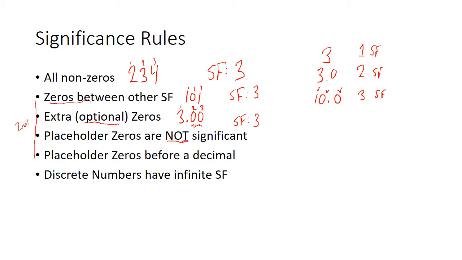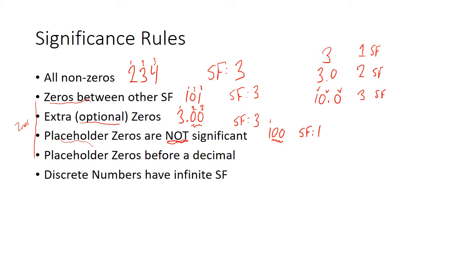Okay, this is the only exception here. Do you see this big capital and underlined word here? Placeholder zeros are not significant. What a placeholder zero is, is just a 0 that moves the number over to the left. For example, 100. How many sig figs are there? There is 1. These zeros right here don't do anything. They're just saying that the 1 is in the hundreds place, not the tens or the ones. So there's only 1 sig fig there.